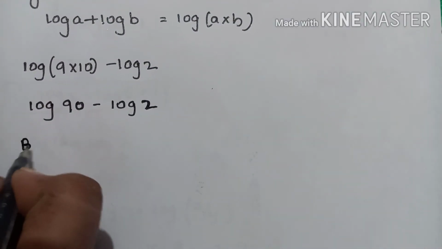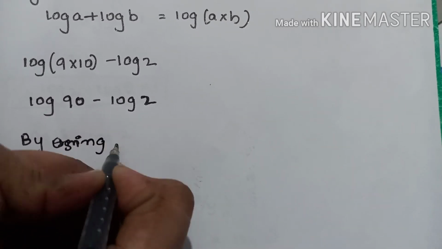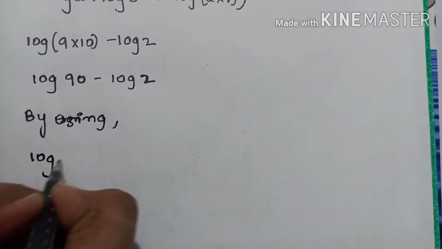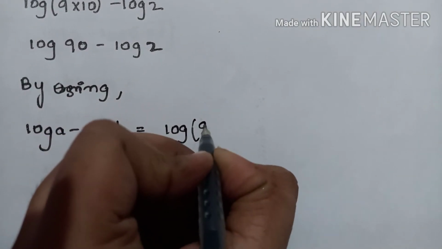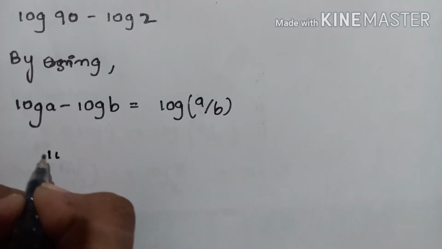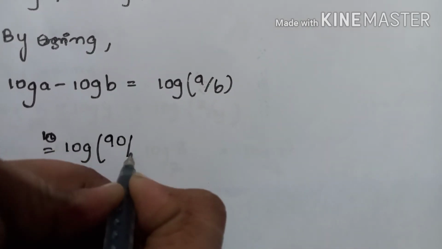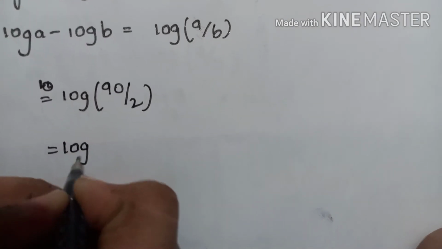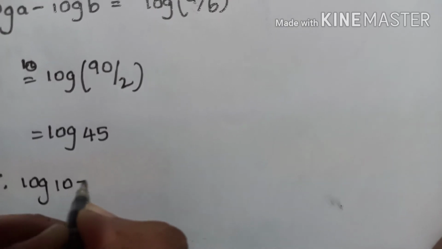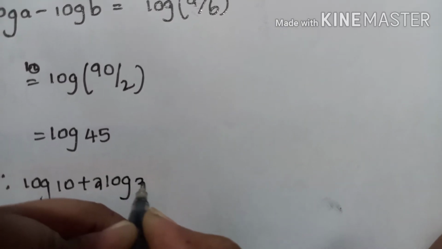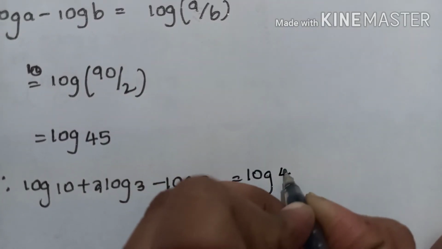So by using the property, always mention the property which you are using. Log a minus log b is log a by b. So this becomes now log 90 by 2, which is log 45. Therefore log 10 plus 2 log 3 minus log 2 is log 45, and this is the answer.